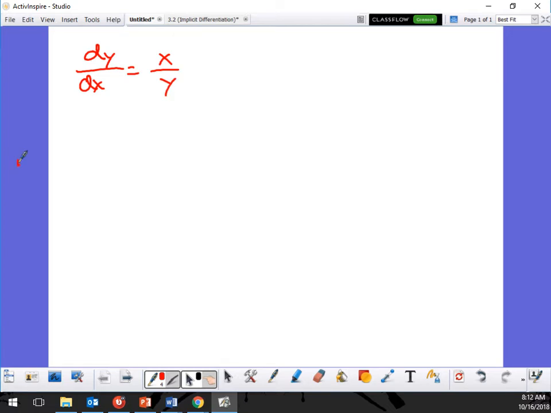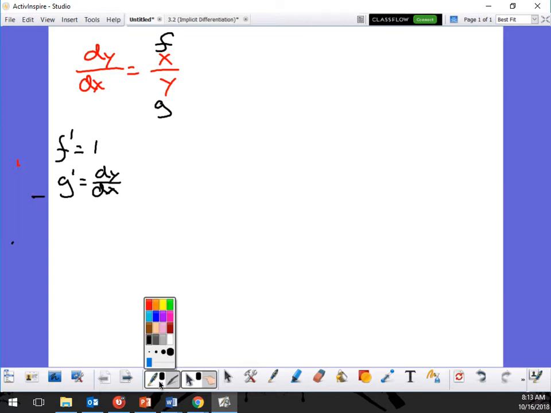Now, to take the second derivative, I'm going to do this thing over here. See this mess? What type of rule am I going to use for that, x over y? Quotient. I'm going to do quotient, right? So it's a fraction, so I'm going to do a quotient. So that means that I'm going to label it f and g. So this is f, this is my g. So f prime would be 1, g prime would be dy dx. Very good. Yes? Okay. So I have that much information.